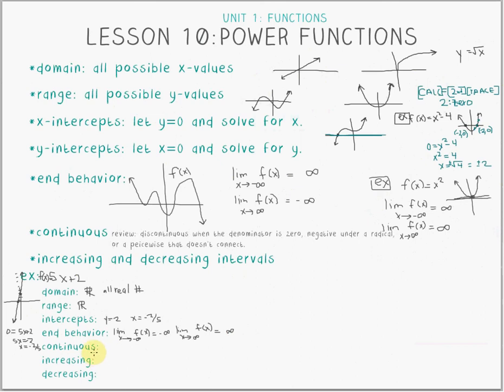Okay, now what about continuity? So this is completely continuous, right? There are no jumps, gaps, or holes in this linear function. So it's continuous from negative infinity to infinity. Now what about increasing and decreasing? So remember, you read a graph from left to right. So when we're going from left to right, is this going up or is it going down? It is going up. So this is increasing from negative infinity to infinity. And there is nowhere on the graph that is decreasing.